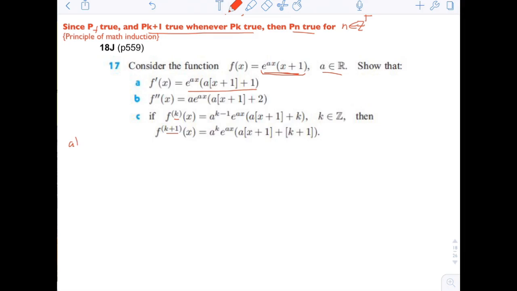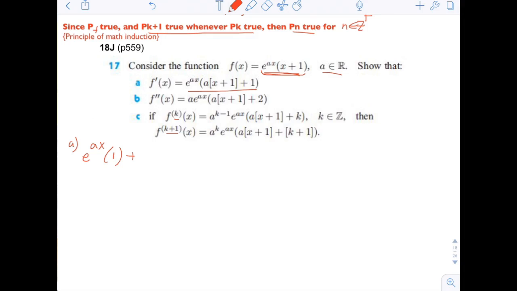That's pretty easy, right? We're just going to take the derivative of this. Remember, a is just a number. So we're going to use the product rule on this. So first we leave the first factor untouched, and then we take the derivative of the second factor, the derivative of x plus 1 is just 1.